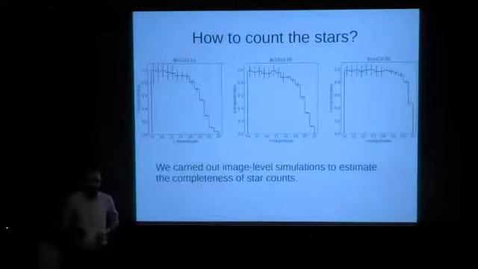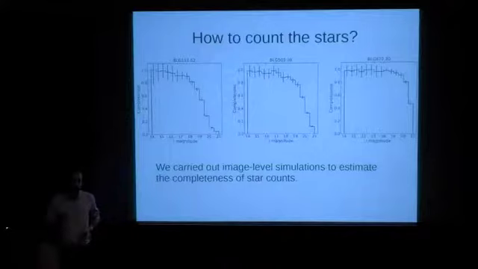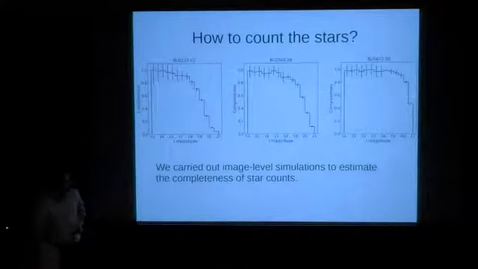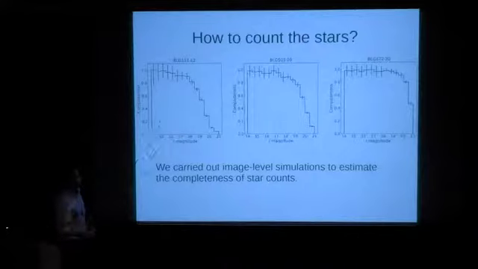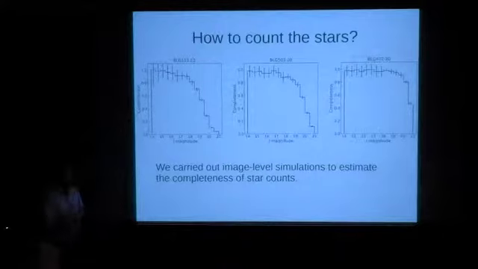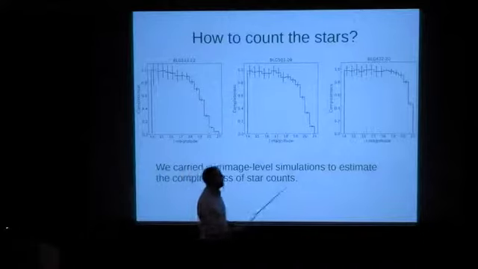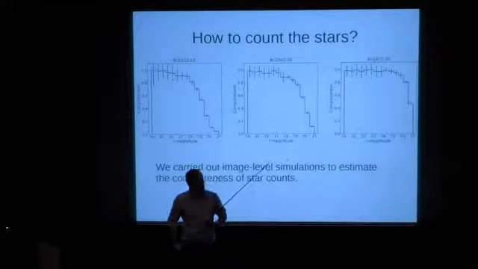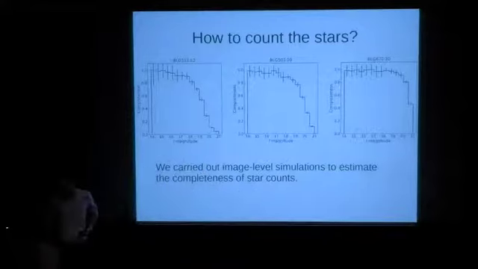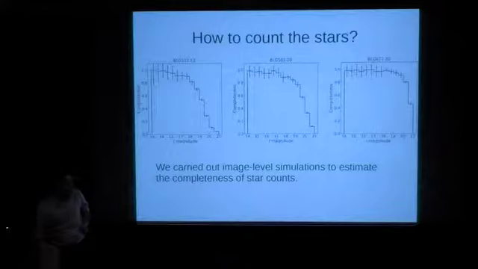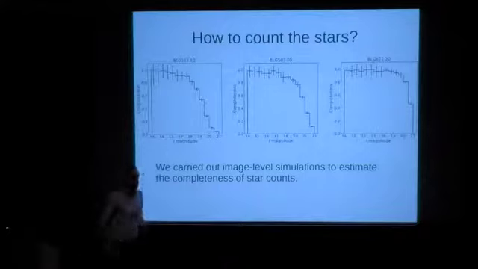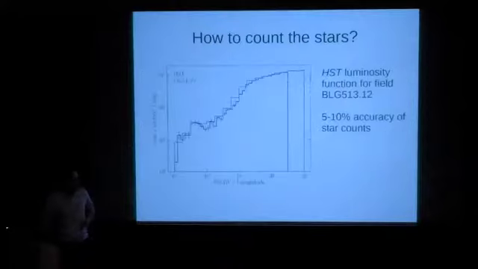We tried image level simulations. So we injected artificial stars into our images. We created artificial reference images, and we tried to recover the fraction of stars that we can detect. So for example, in really dense fields like this one, we are able to detect stars down to 18th magnitude. On the other hand, in some empty fields like that one, we can find stars down to 20th magnitude. So we used our simulations to correct our observed luminosity functions and to count stars.